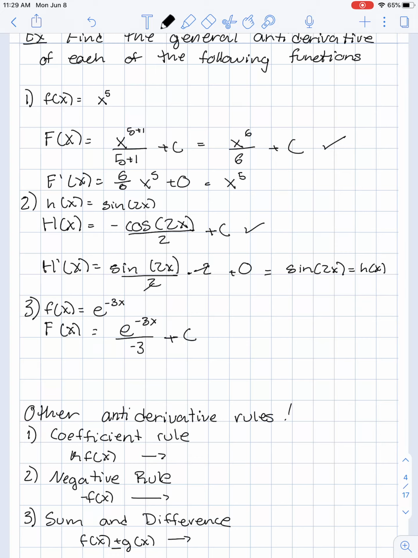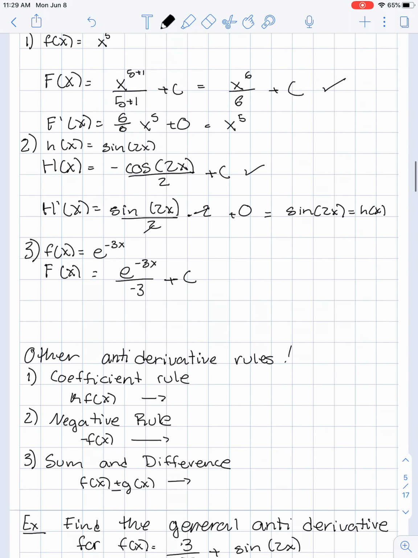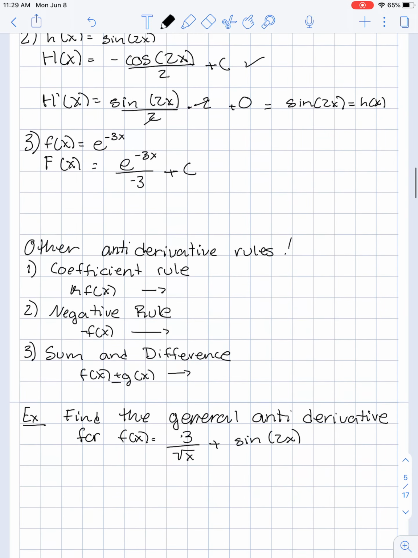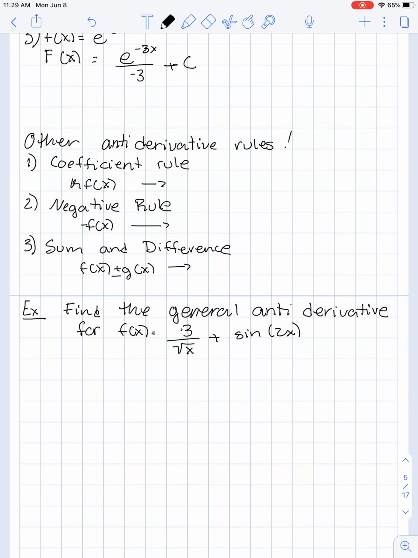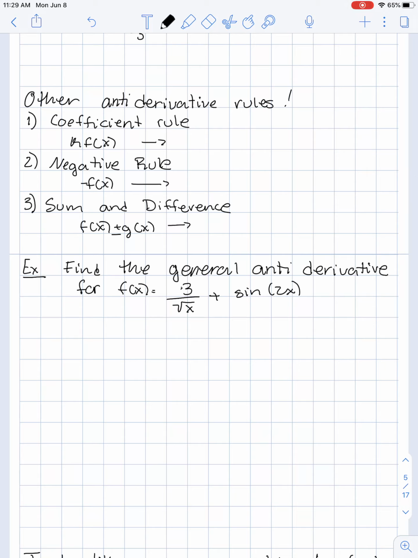Boom. If you guys want to check that one yourself, you can take the derivative, and you'll see that big F's derivative is little f, which is, by definition, an antiderivative. So we also have some other fun little antiderivative rules. These are really similar to derivative rules, and also really similar to the Riemann sum rules that we talked about yesterday in sections 5.1 and 5.2, and Riemann sums, and I think when we talked about sigma notation as well.